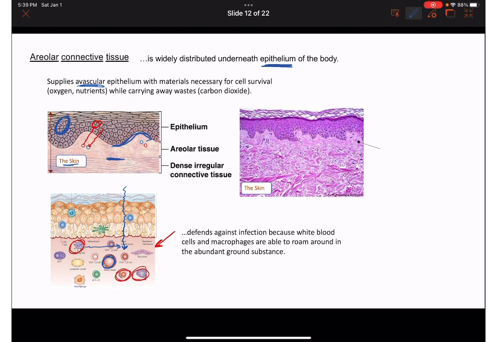The areolar tissue that is in the digestive tract, that's underneath the epithelium lining the digestive tract, has millions of white blood cells in it. In fact, there's more white blood cells in the areolar tissue underneath the epithelium in the digestive tract than anywhere else in the body.